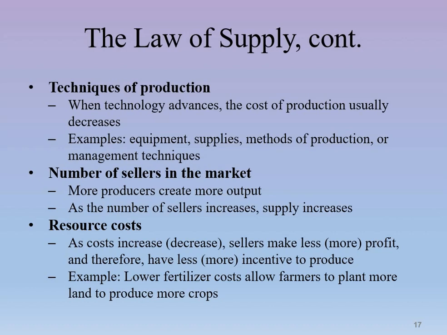The number of sellers in the market: more producers create more output. As the number of sellers increases, supply increases. Resource costs: as costs increase or decrease, sellers make more or less profit and therefore have less or more incentive to produce. Example, lower fertilizer costs allow farmers to plant more land and produce more crops.